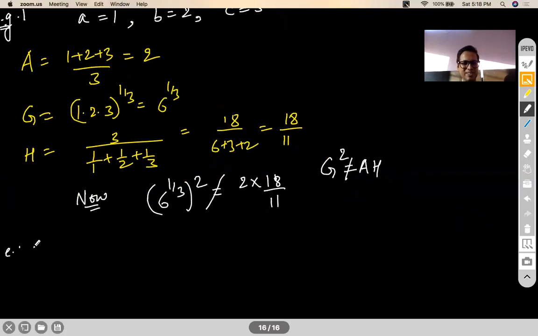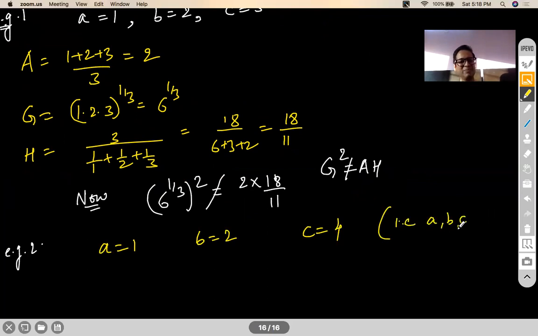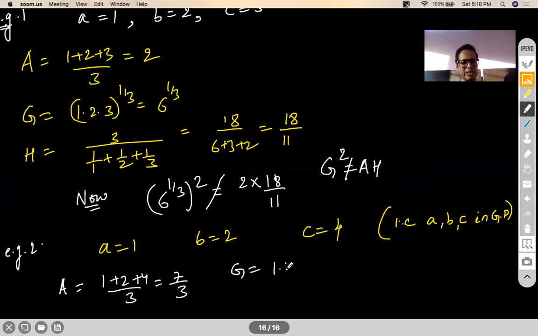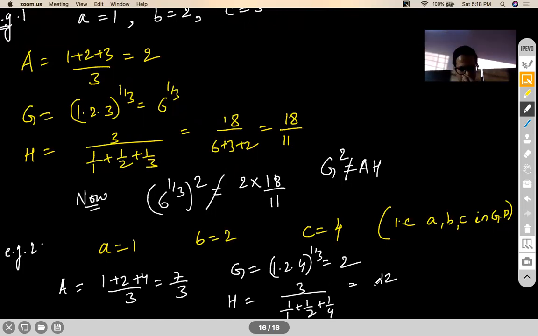Example number 2. Let's say this time I take my A as 1, B as 2, and C as 4. In other words, I've chosen A, B, C themselves in GP. So in this case, what will be the arithmetic mean? Arithmetic mean will be, if I'm not mistaken, 7 by 3. Geometric mean will be the cube root of 1 into 2 into 4, which is actually 2. And harmonic mean will be 3 divided by the reciprocals of 1, 2, and 4. Multiply throughout with 4, it will become 4 plus 2 plus 1, my bad, that is 12 by 7.